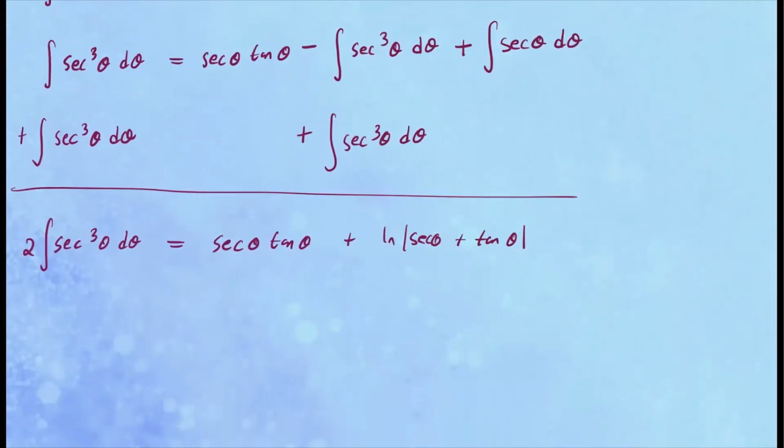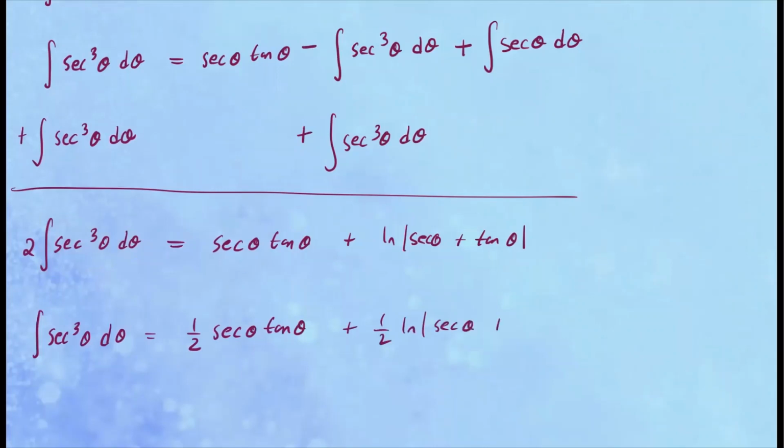And now to solve for this integral, all we need to do is divide it by 2. So we're going to do that. So our integral of secant cubed theta d theta is 1/2 of all of that. So 1/2 secant theta times tangent theta plus 1/2 ln of secant theta plus tangent theta. All right, so this is our answer for that integral.